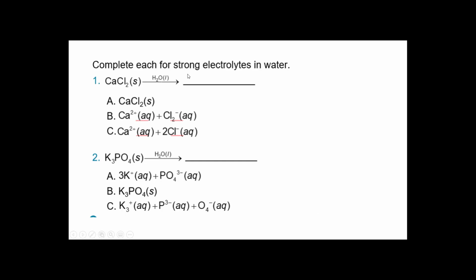So complete each for a strong electrolyte. Now we're looking at dissociation. We have calcium chloride, and it's a solid ionic compound. It will dissociate in water. What do we expect to happen? Which of these do we expect?